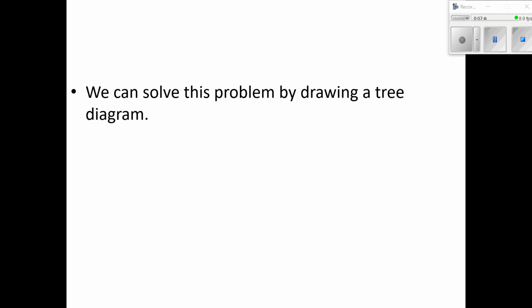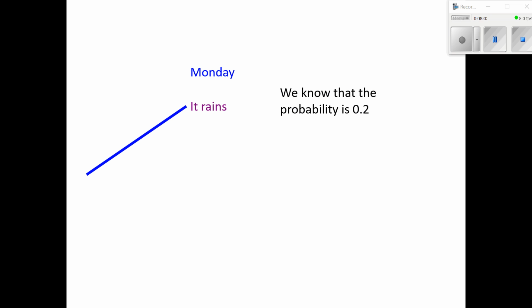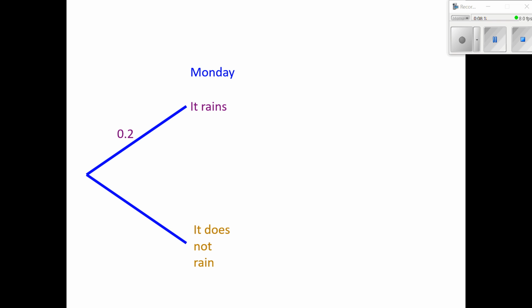So one of the easiest options is to use the tree diagram. So Monday. Okay, so what are the options for Monday? Well, there's 2 things that can happen on Monday. It rains or it doesn't rain. Okay, so the upper branch here is going to rain. And it was stated earlier that the probability was 0.2 or 20%. Well, that's if it rains, but what if it doesn't rain? Well, we need a probability for that there.